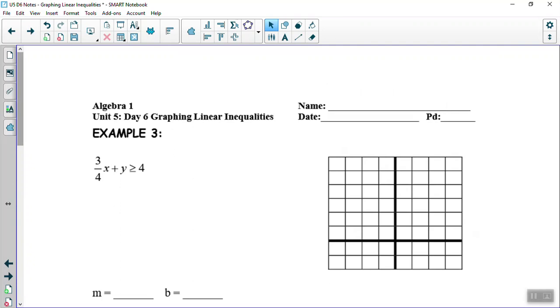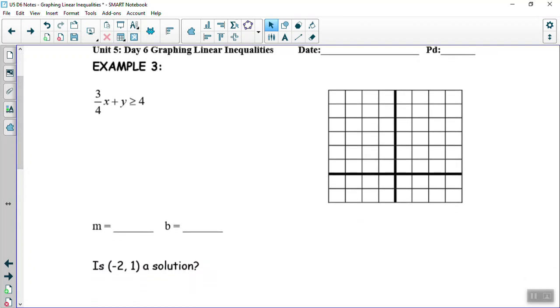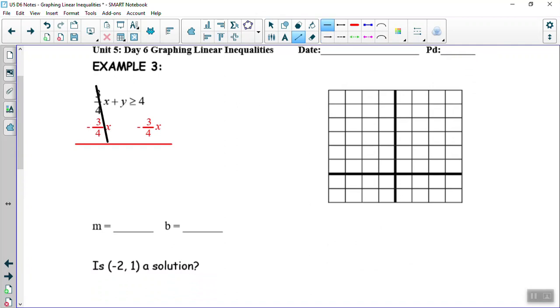All right, let's graph this one. This time, this equation's not in slope-intercept form. So first we need to put it into slope-intercept form. We want to get that y by itself, so I'm going to subtract 3/4 x from both sides. When I do that, my 3/4 x cancels out on this side, and we are left with y is greater than or equal to negative 3/4 x plus 4.